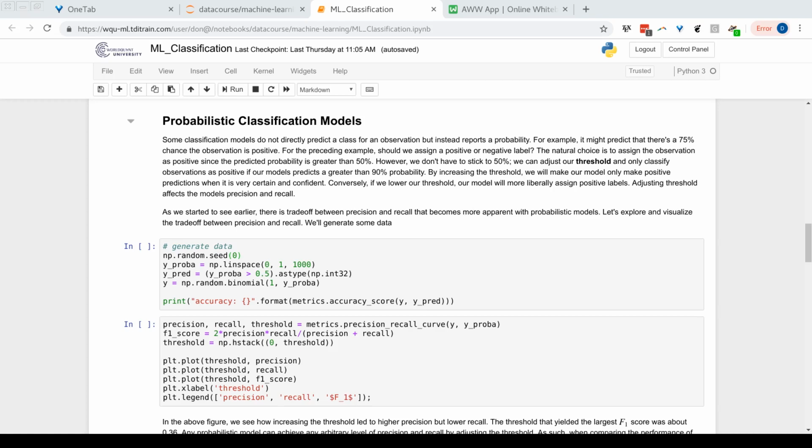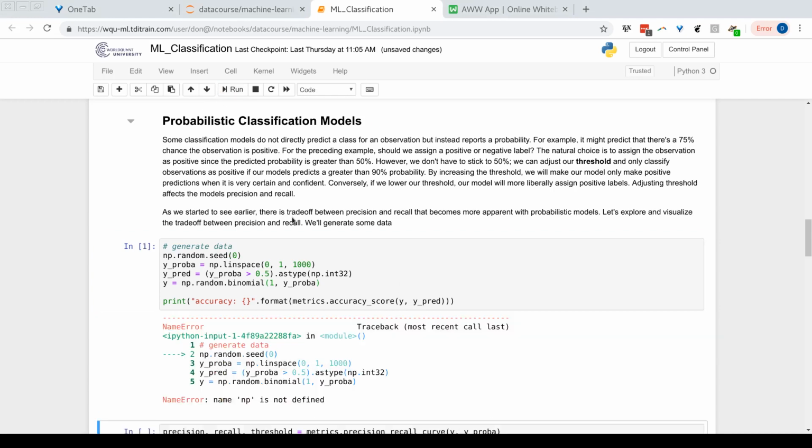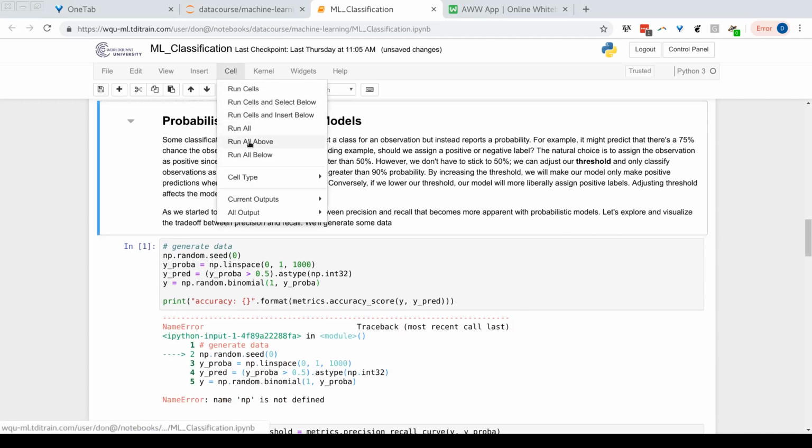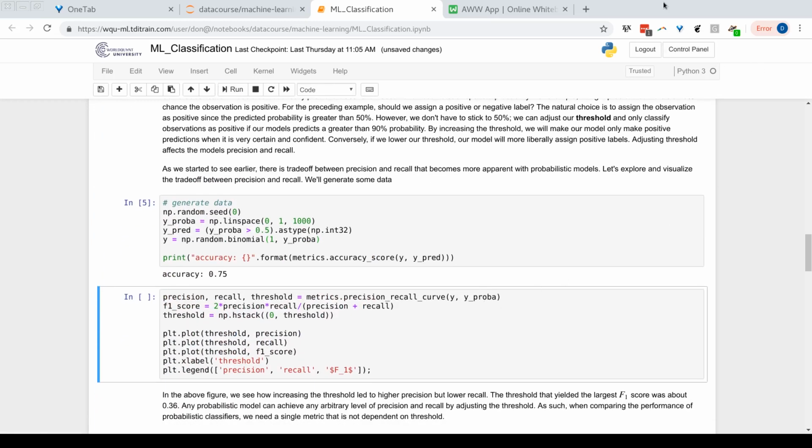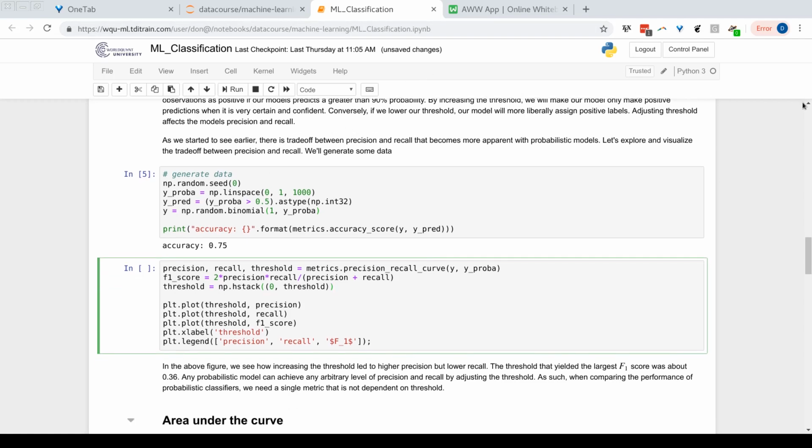Now let's visualize this trade-off. We understand there's going to be a trade-off, we understand why, but let's visualize it. So we're going to generate some data. Make sure I run everything up above. Okay, so I have my data there. And let's go ahead and calculate things like precision, recall, and the F1 score. Remember, the F1 score is a harmonic mean between precision and recall, and it's a good metric to use if we have no preference for precision or recall.